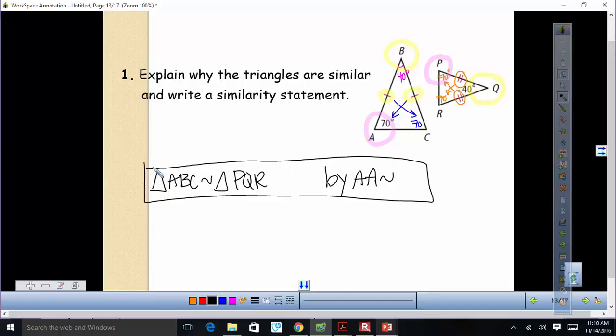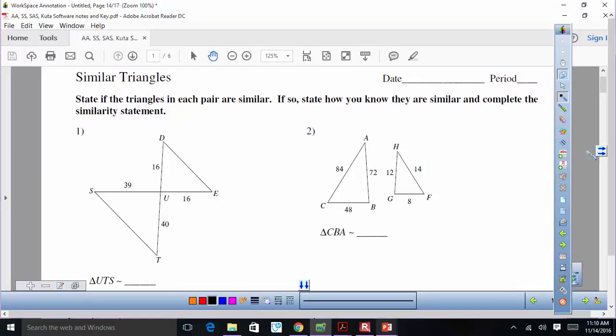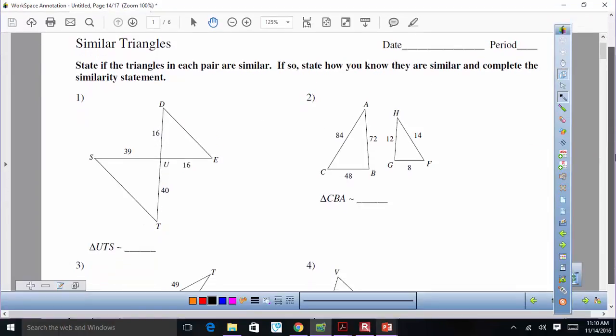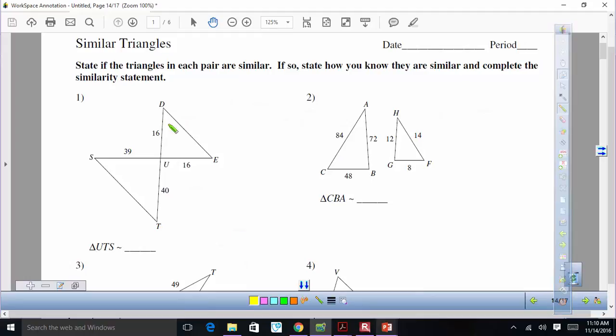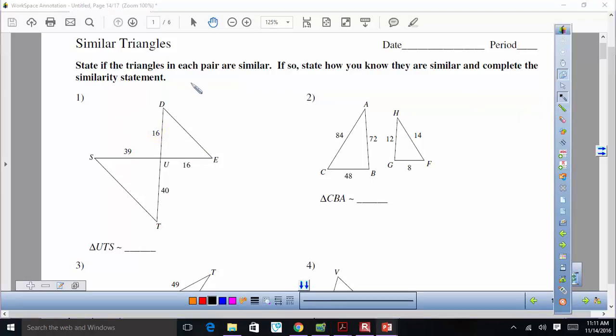Okay, so let's take a look at your worksheet real quick and make sure that we can apply this to the worksheet. Okay, so looking at number 1, I'm given 2 sides of a triangle in both. Remember the theorems are either side, side, side. Could I use side, side, side here? No, because I'm not given all 3 sides.